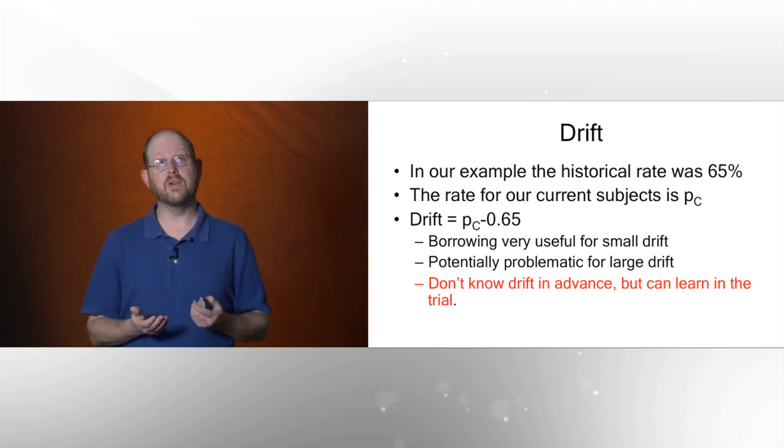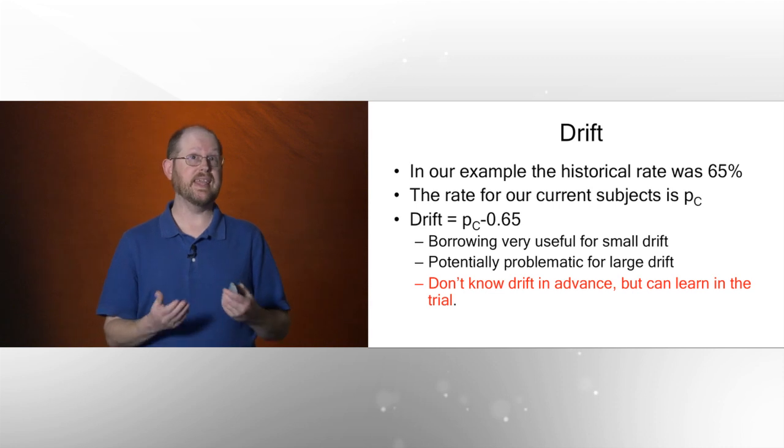So what we need is a trial that's robust. I can't say in advance the drift is 0, so I should borrow heavily. I can't say in advance the drift is large, so I should get rid of the historical data. I'm going to need a method that takes the drift into account as I'm doing the study.